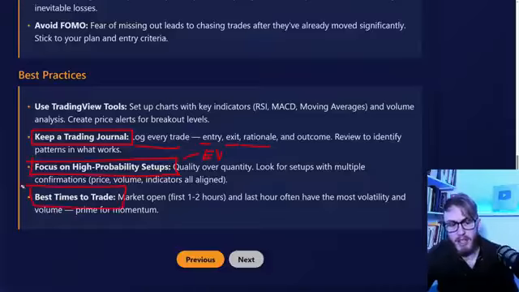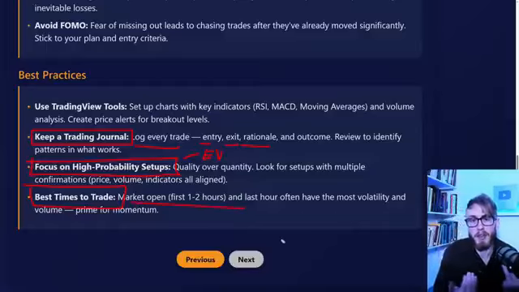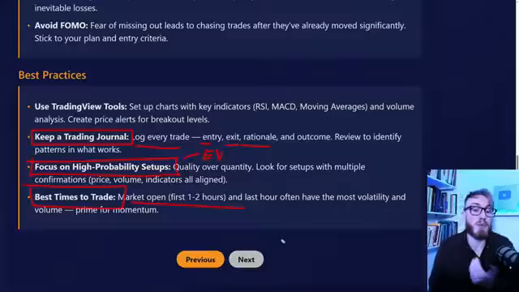And you can also consider the best times to trade. Many times, for example, the market open can offer better volatility and also more opportunities.